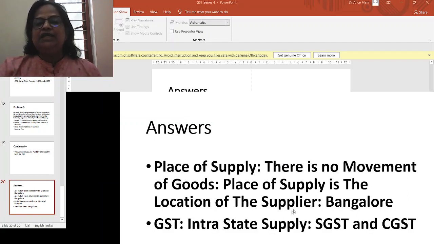Place of supply, there is no movement of goods. When he came to Bangalore, he purchased a laptop. So there is no movement of goods. So place of supply is the location of the supplier. He purchased from a shop in Bangalore. So this place of supply is Bangalore itself, and GST is intra-state supply, Bangalore and Bangalore. So SGST and CGST will be applicable.